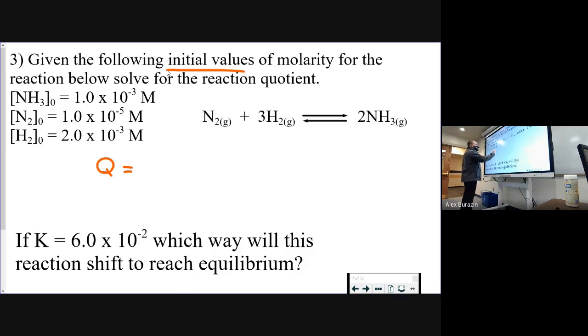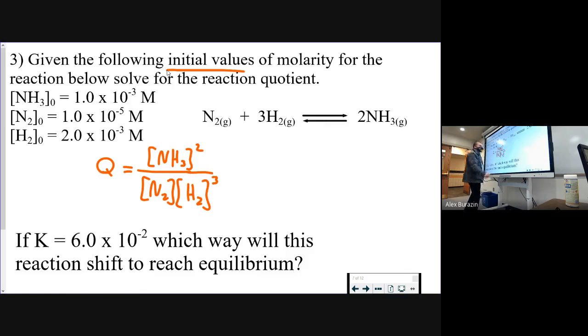Q equals products over reactants. I'm going to set it up generically first and then plug my numbers in second, just to make sure that we never forget how to set this thing up. My product is the molarity of ammonia raised to the second power because of its coefficient of 2, divided by the molarity of nitrogen to the first power and the molarity of hydrogen raised to the third power because of its coefficient of 3. I will then plug my numbers in.